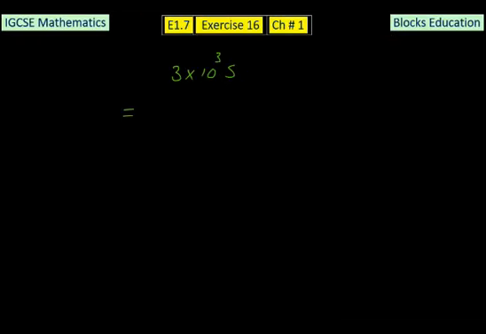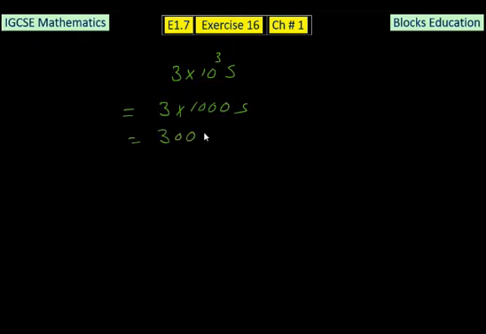Further on, if you want to convert into minutes, so you have the answer 3 times 10 raised to power 3 seconds. So it means that 10 raised to power 3 is 1000, and 1000 times 3 is 3000 seconds.